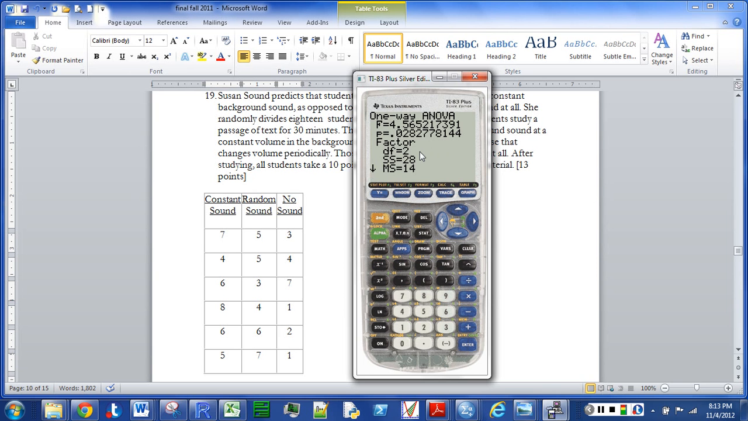There's the degrees of freedom. Remember, treatment or factor is in the numerator, so the degrees of freedom for the numerator is k minus 1, where k is the number of groups. So we've got 2 there. And then MS is the mean square treatment. And then the sum of squares is just the product of the degrees of freedom and the mean squares.